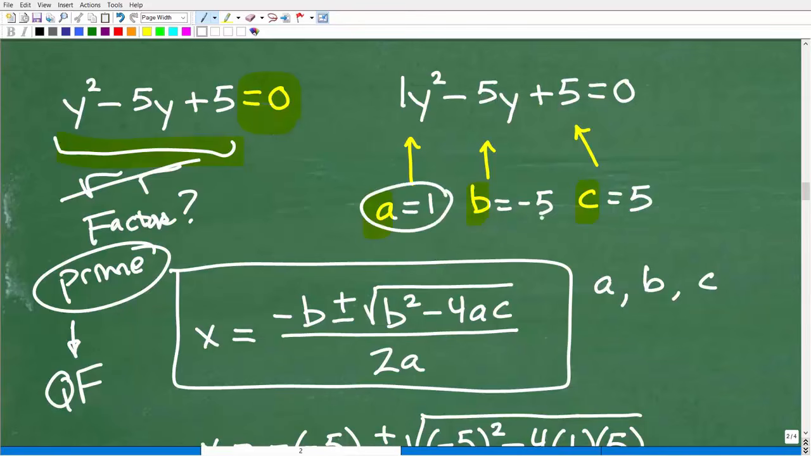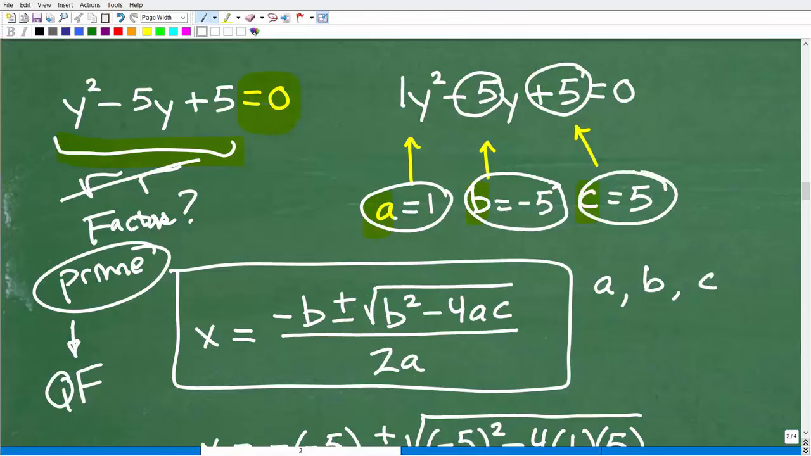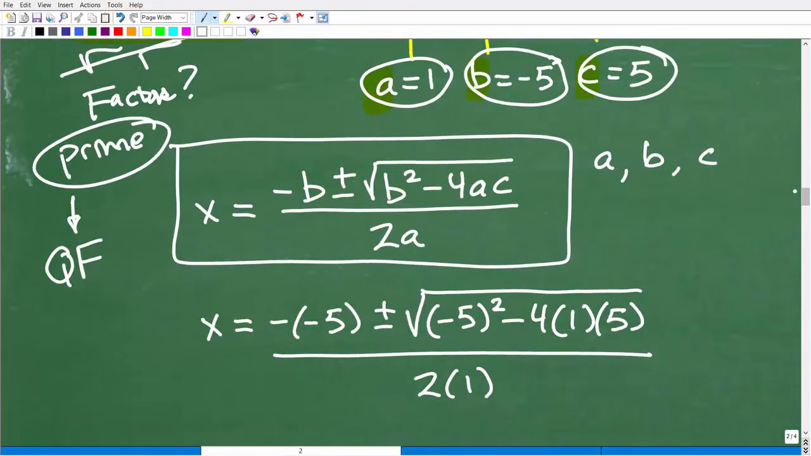And then b is the number in front of that middle variable. That's that linear factor, the one which is to the first degree. Okay, so this is y. So this guy right here, including the sign, is b. So b is equal to -5. And then the number, including the sign, is c. So we need to know what a, b, and c are. And then once I have my a, b, and c, I can simply go ahead and plug this stuff into the quadratic formula, and then we're off to the races to get our solution.